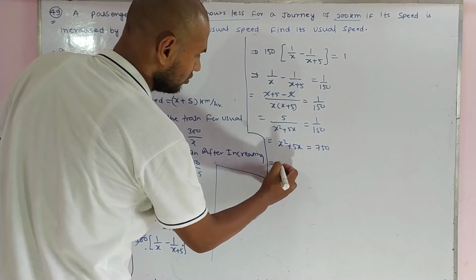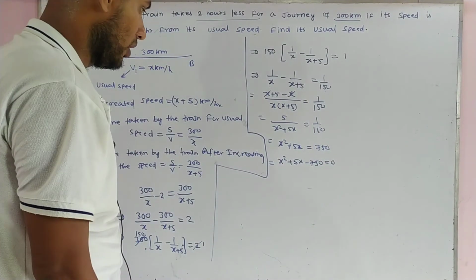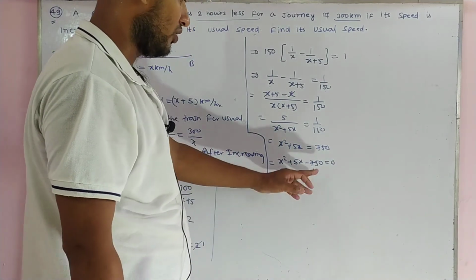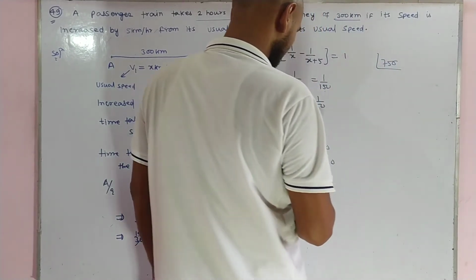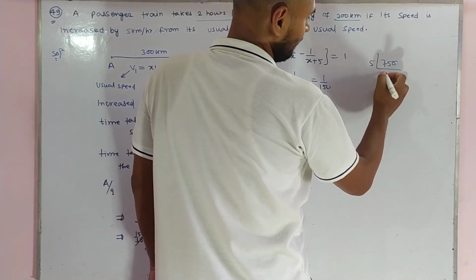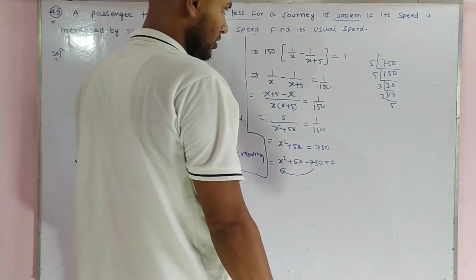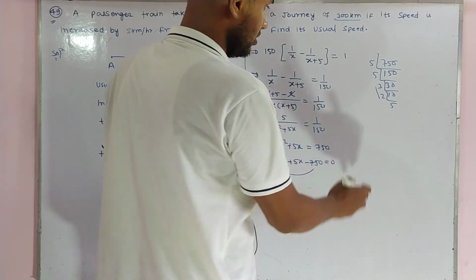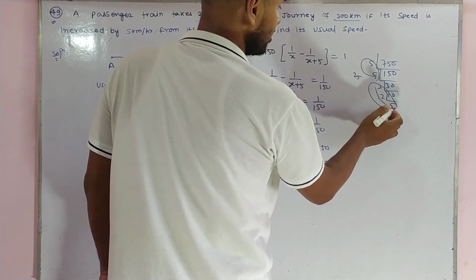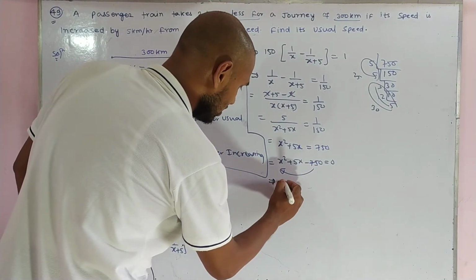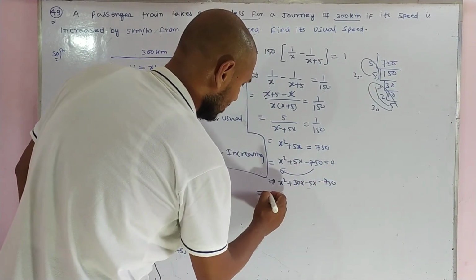We have to arrange these terms to form a quadratic equation: x square plus 5x minus 750 equals 0. We have to factorize 750. Here 5 times 150, 5 times 30, and 2 times 3 times 5. We need two factors whose difference is 5.